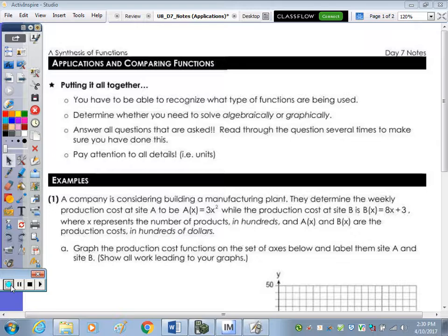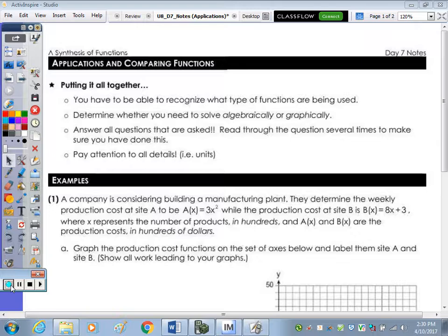So read through the questions several times to make sure you have done this, and pay attention to all the details, especially your units. You've got to make sure you include a unit of measurement. Now I asked this question earlier. When you see a question like the two we have in our notes today where it has 1A, B, and C, and on the back it's 2A, B, and C, and it could be broken down into even parts D and E, when you see one question broken up into multiple parts, how many of you does it tend to make more anxious or nervous to even start the question because it is broken up into parts?